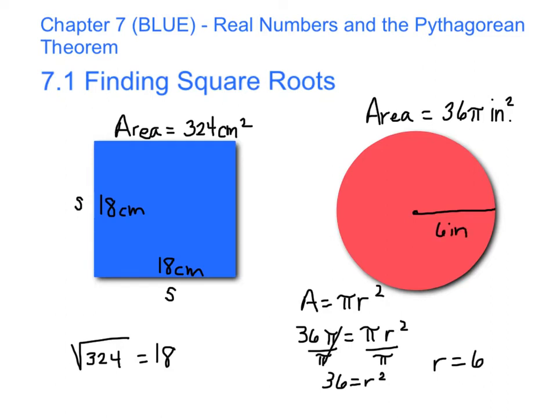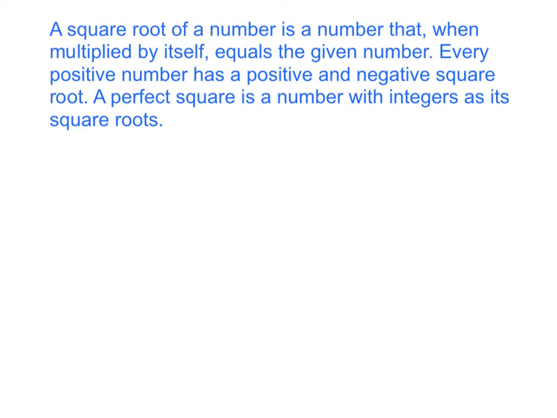Now, how did I get 6? I took the square root of both sides of that equation. So that's what we're talking about today, are the square roots of something. So we're going to define two vocab words, square root and perfect square. A square root of a number is a number that when multiplied by itself equals the given number.